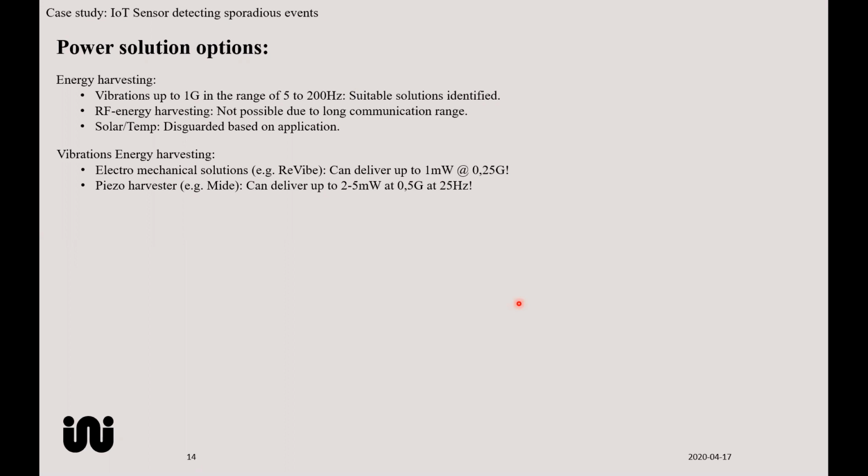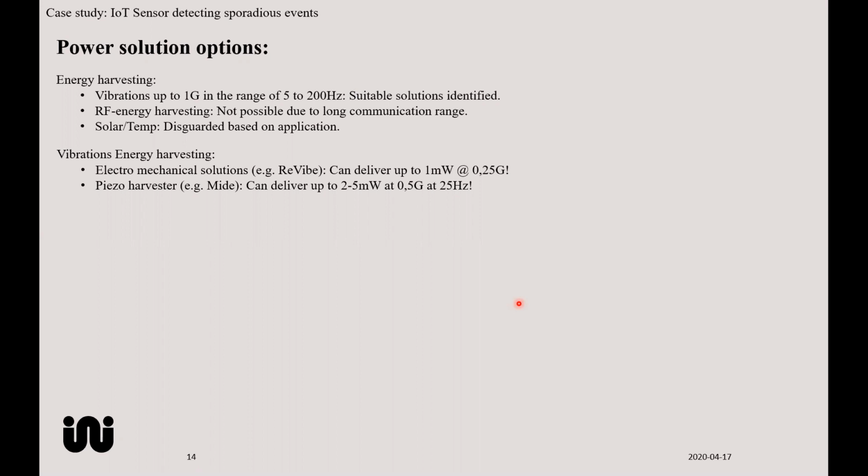Now, looking more into the vibration energy harvesting, there are 2 typical ways to harvest vibrations. One is the electromechanical solution. One company called Revibe have solutions where they can deliver up to 1 milliwatt per 0.25 G. The piezo actuator is another technology. Typically, MIDE is a company that delivers these. They can deliver up to 2 to 5 milliwatts even at 0.5 G.